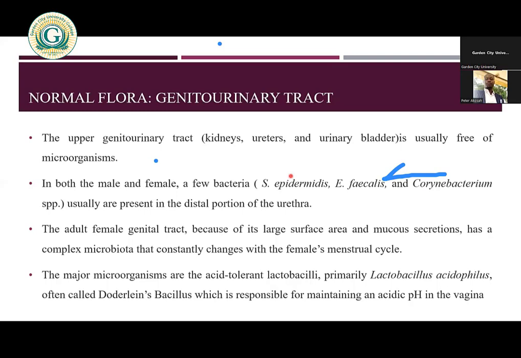The use of bathing soaps and chemicals, like we said, most of these bathing soaps are basic. The moment they encounter the acidity of the genital tract, you are going to reduce the acidity and push it towards neutral or basic ranges.